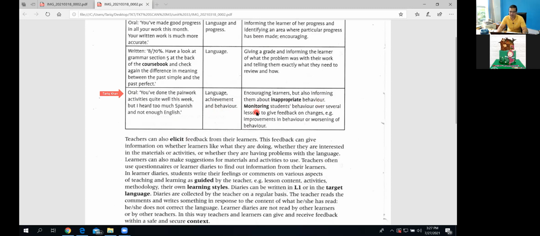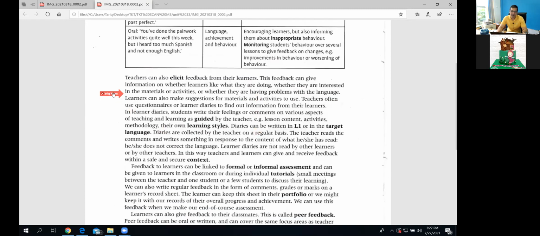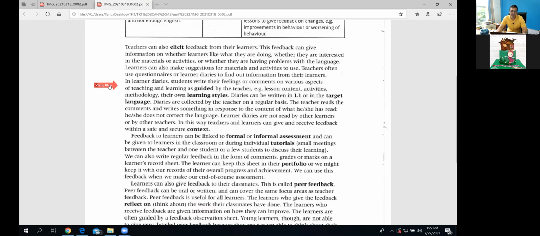Monitoring students' behavior over several lessons to give feedback on changes, for example, improvement in behavior or worsening of behavior. Right. Now, further, they say teachers can also elicit feedback from their learners. Teachers also can get feedback from the learners.